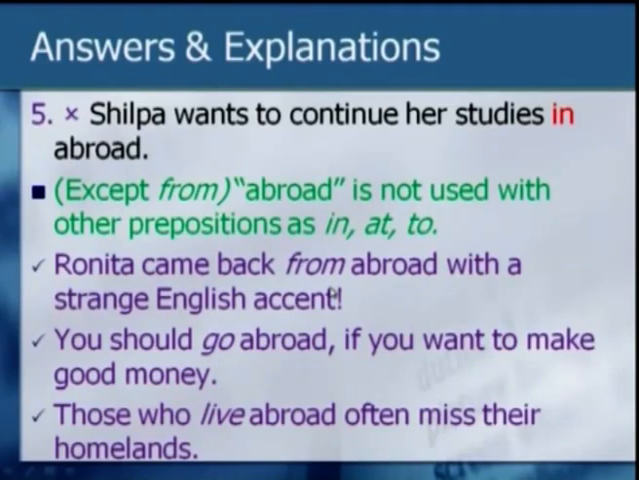Whereas, you will say you should go abroad, not go at abroad or go in abroad. Okay. You will not use any other preposition here. You should go abroad if you want to make good money. Look at another right example. Those who live abroad. The common error committed here is those who live in abroad or those who live at abroad, which is incorrect. Those who live abroad often miss their homelands.